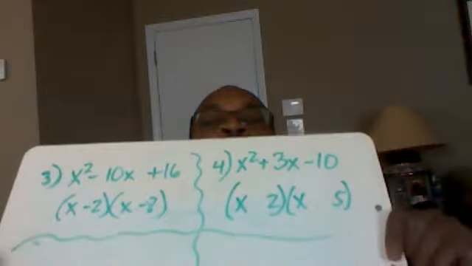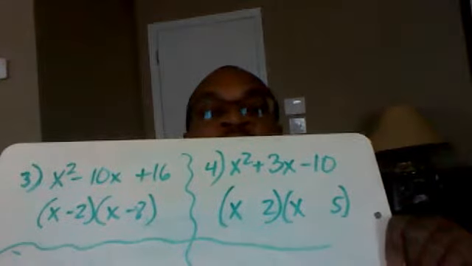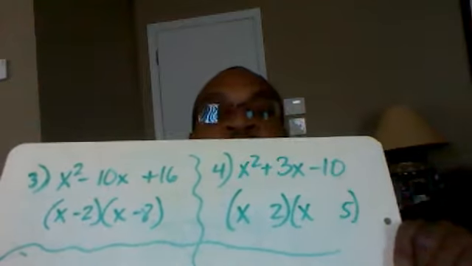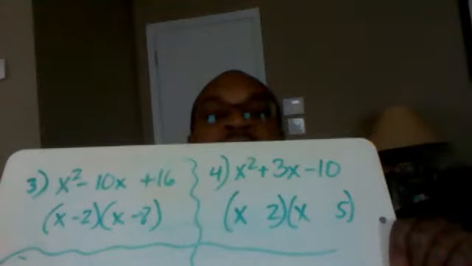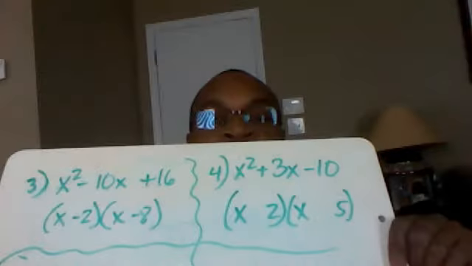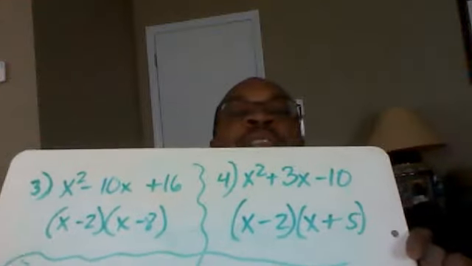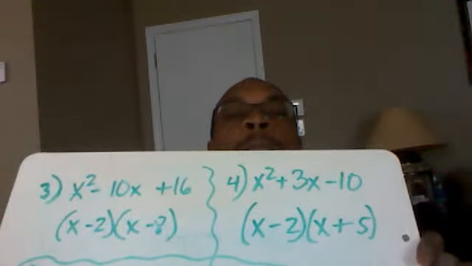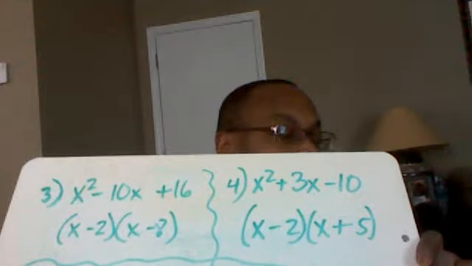Alright? Now to figure out which one is positive, which one is negative, because it's negative 10, we know it has to be 1 positive, 1 negative. The plus 3 tells us that the bigger number has to be positive, because we want more positives than negatives. That's the reason you got plus 3 there. So you can go ahead and slide the plus 5 and then make the 2 the minus 2, or negative 2. So it's x minus 2, x plus 5. And you can check it using the FOIL method if you feel like it later on.